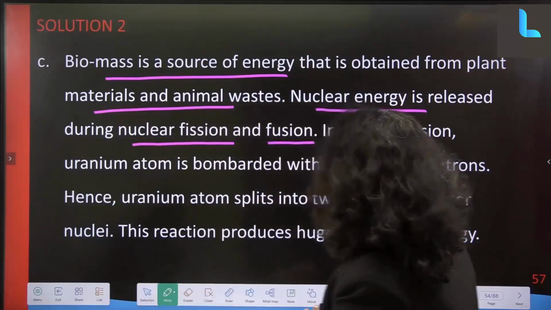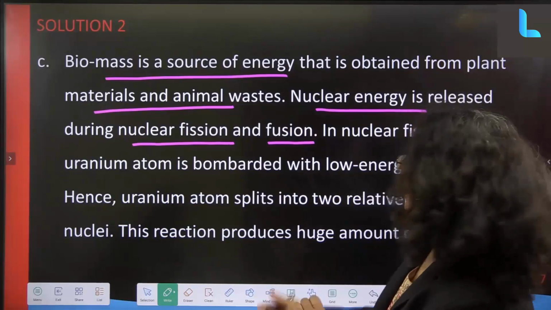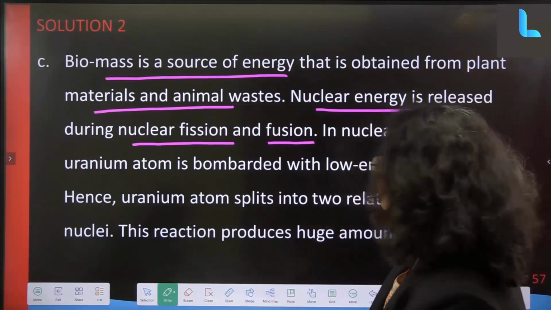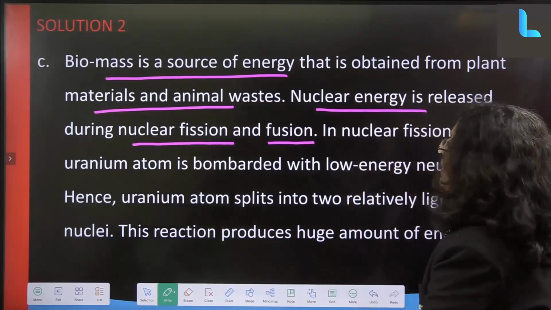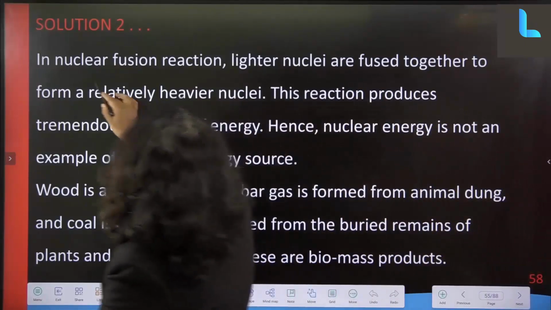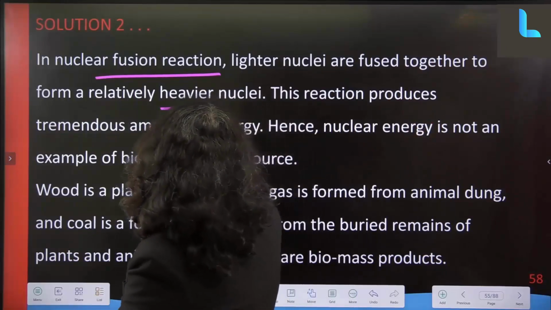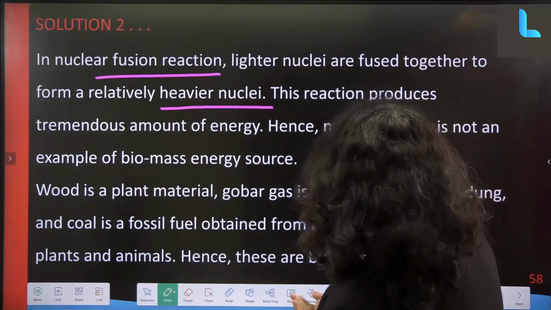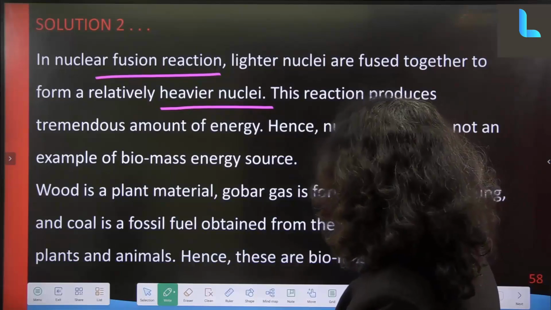In nuclear fission, uranium atom is bombarded with low energy neutrons. Hence, the uranium atom splits into two relatively lighter nuclei, called daughter nuclei. This reaction produces a huge amount of energy. In nuclear fusion reactions, the lighter nuclei combine and fuse to give a relatively heavier nucleus. This reaction produces a tremendous amount of energy. Hence, nuclear energy is not an example of biomass energy source.